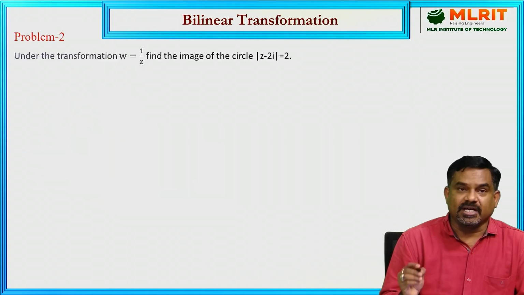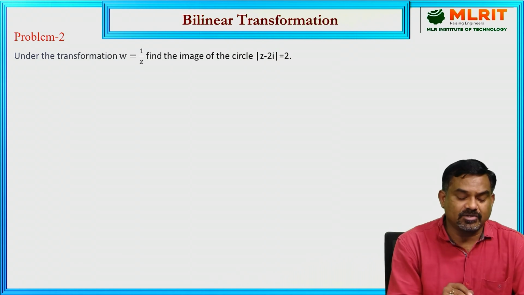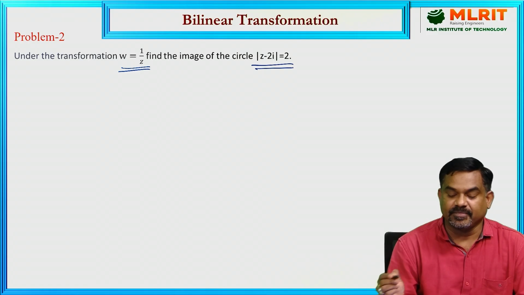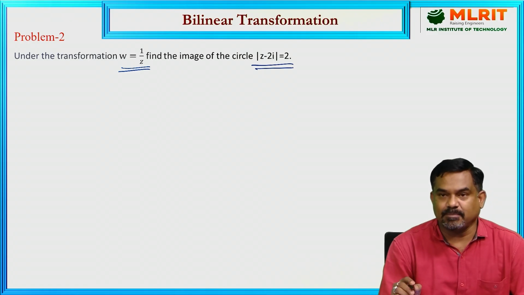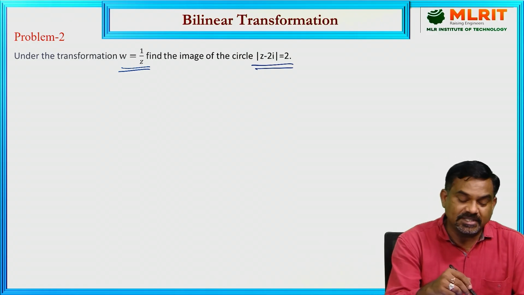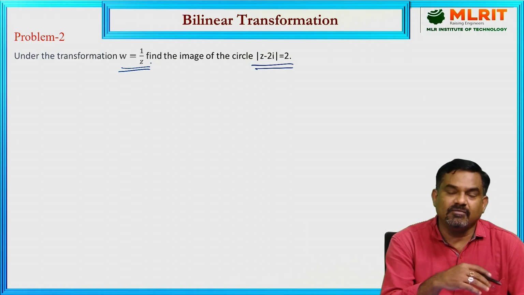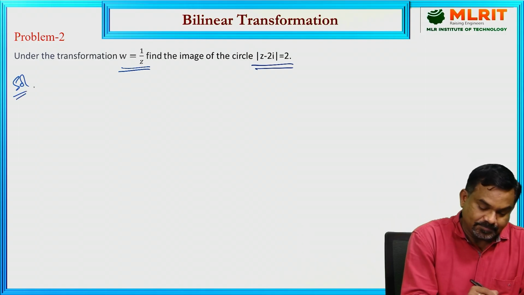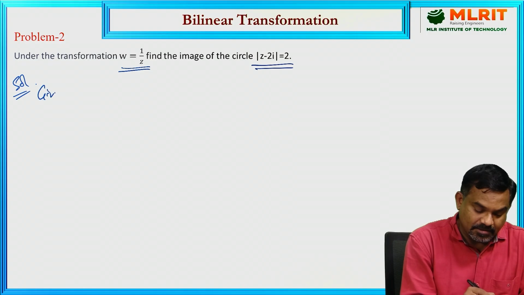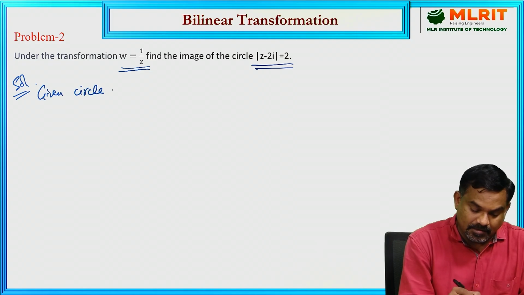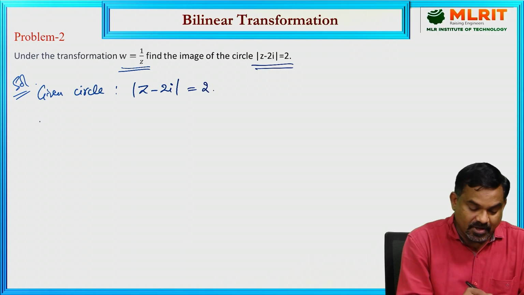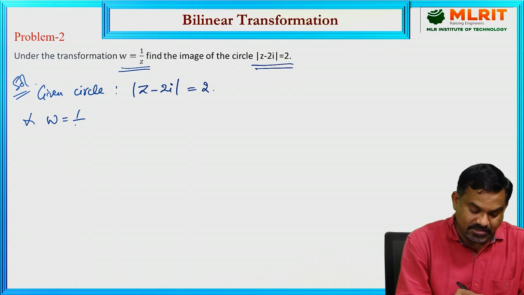Now coming to the second problem, under the transformation W equal to 1 by z, find the image of the circle. So a circle in the z plane is given. Using this transformation, how will the circle be transformed to the W plane? Here the given circle is mod z minus 2i equal to 2 and W is 1 by z.